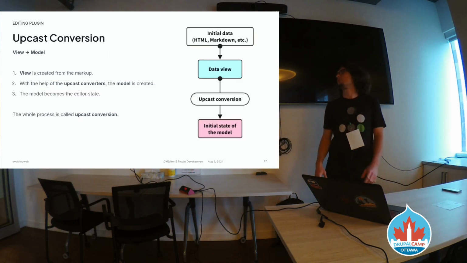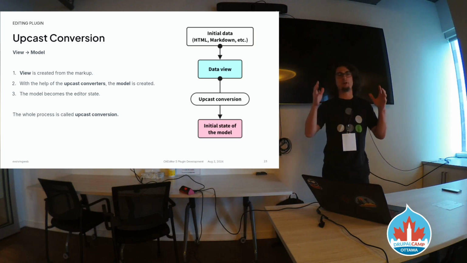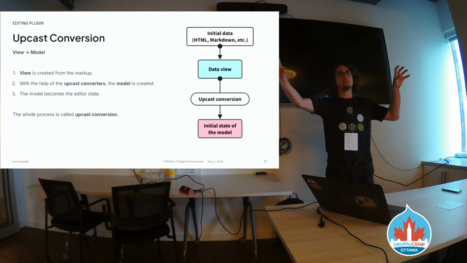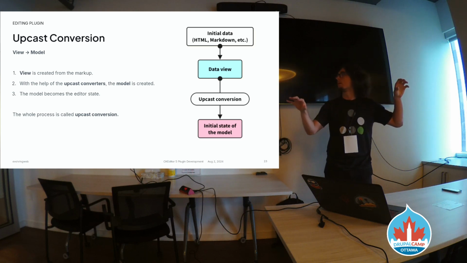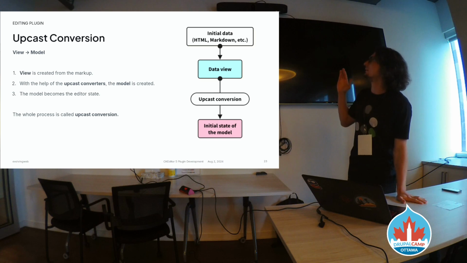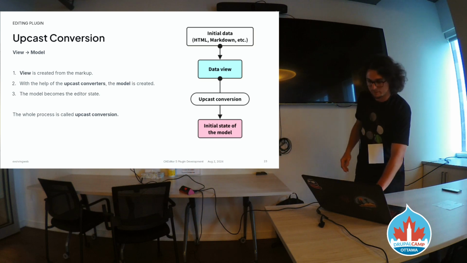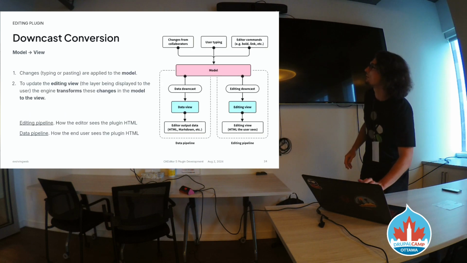So we talked through the hierarchy. Now we're talking about the mapping part. We have the model, we have the view. They are different. They could resemble each other, or they may not. And now we need to connect them. So those are the rules that we use to connect the model to the view. In that case, it's upcast conversion. There is also downcast conversion.